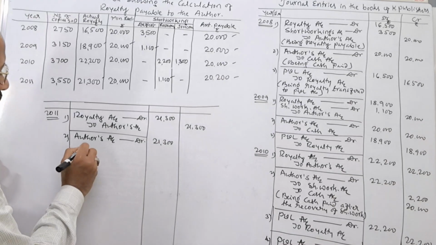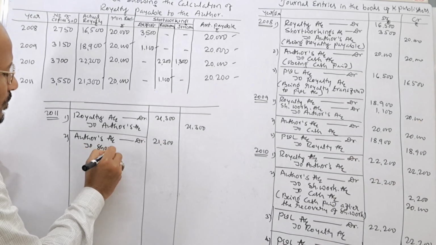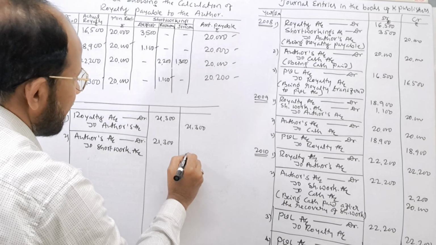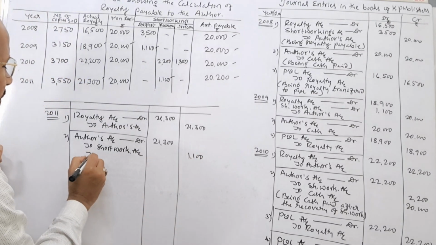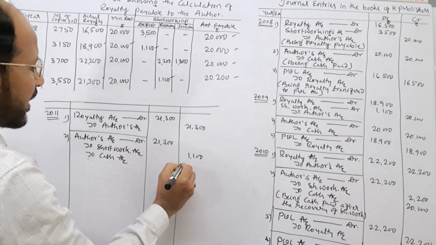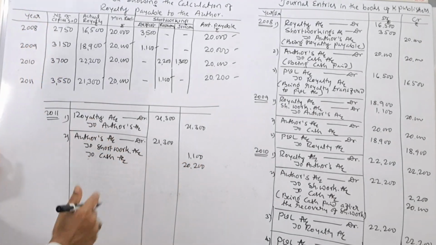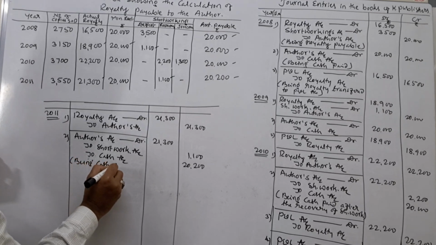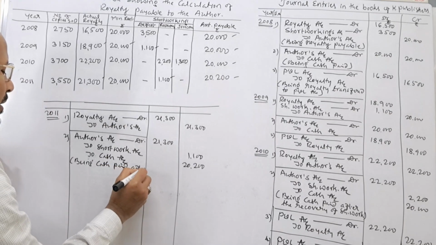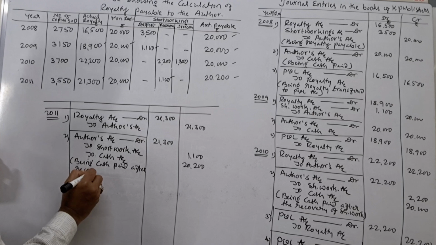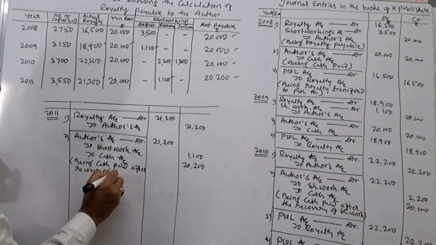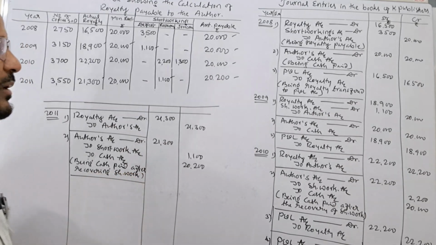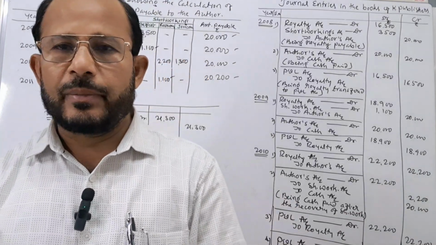Here you write to short workings account. How much amount was recovered? 1,100. And what is the remaining balance? 20,200 was paid in the form of cash to the author. Being cash paid after recovering short workings. This is the way how we have to pass the journal entries in the books of the publisher.